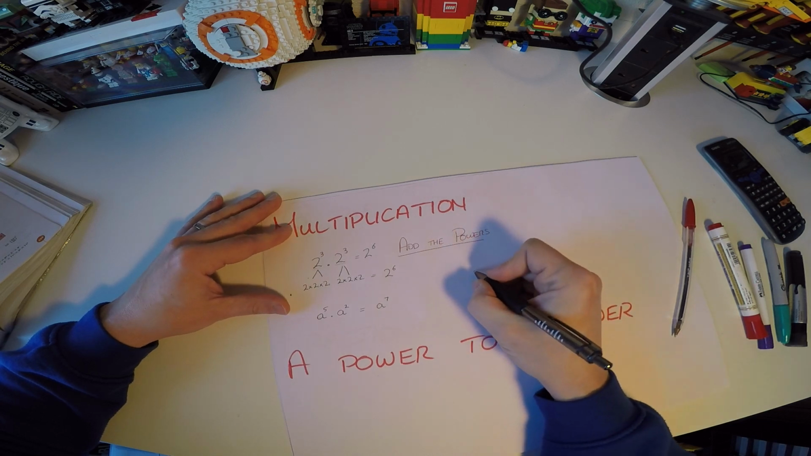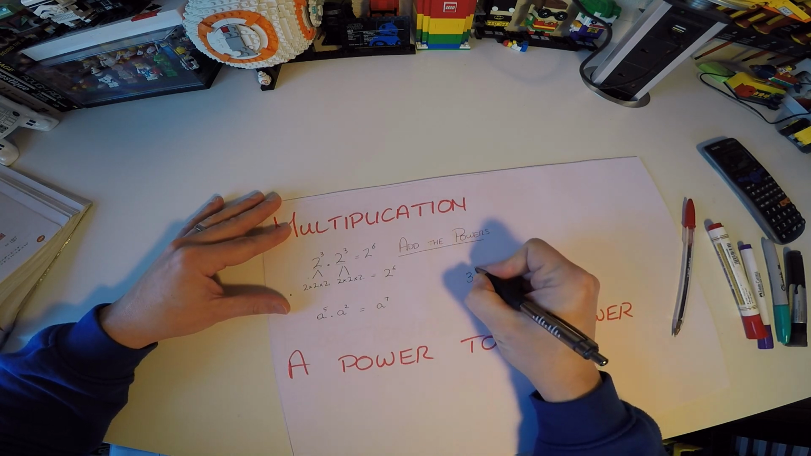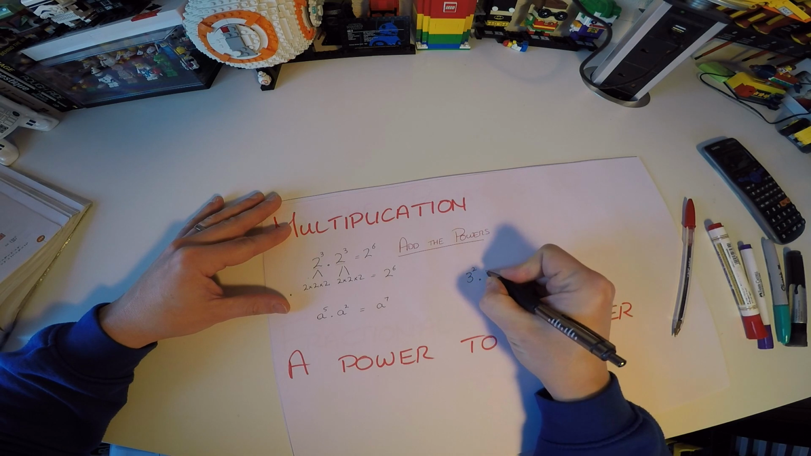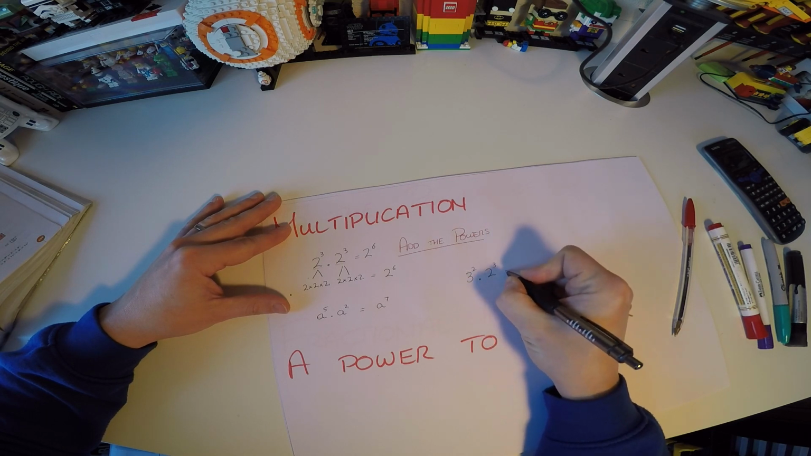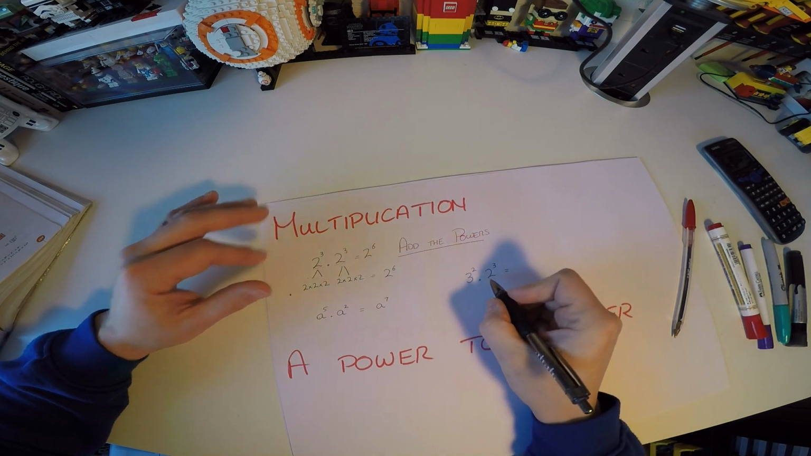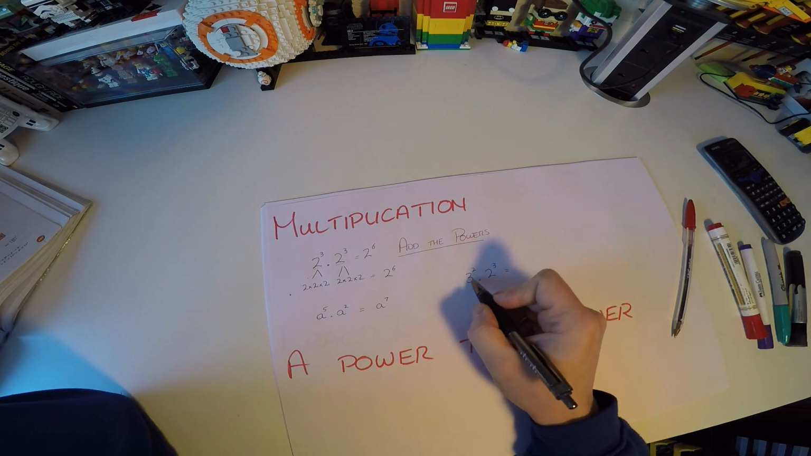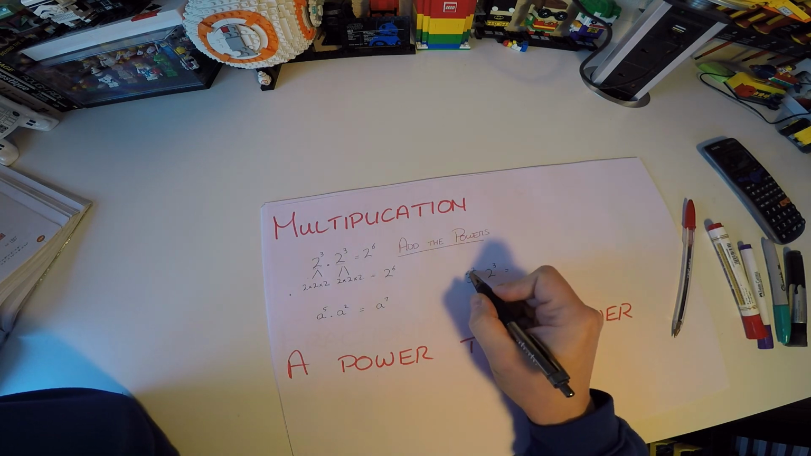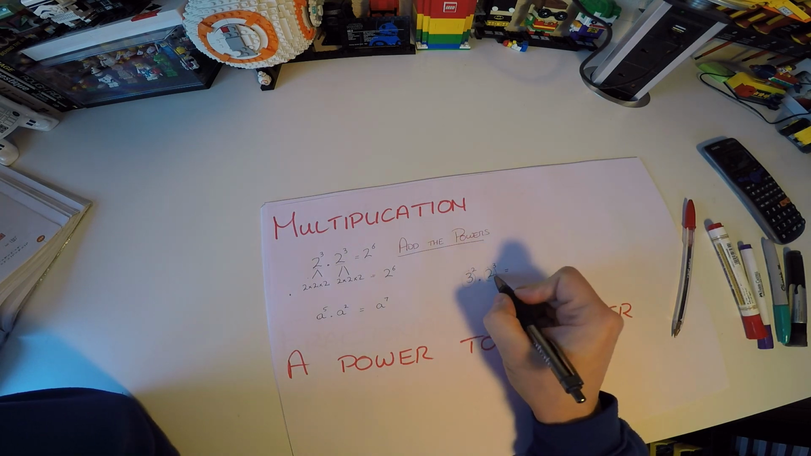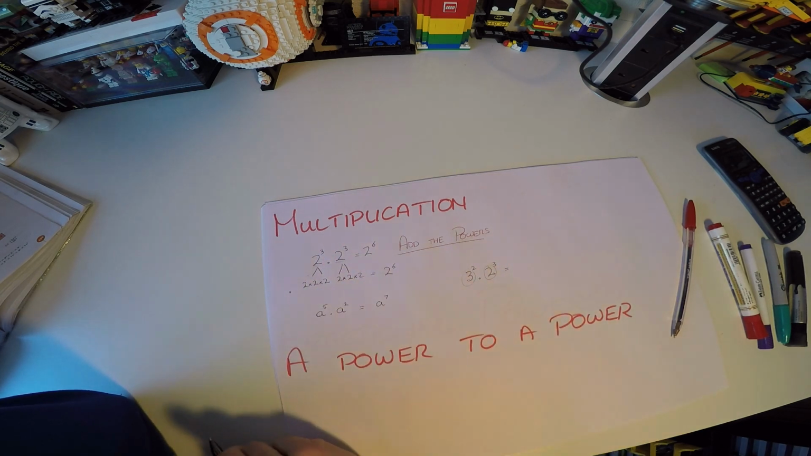Maybe if I had something like this, 3 to the power of 2 times 2 to the power of 3. What could I do here? Well, I can't add the powers or simplify this. I just have to leave it as it is. Why? Because the 3 and the 2, the big numbers in the base, are not the same. So they'd have to be the same, like the two 2s are here.